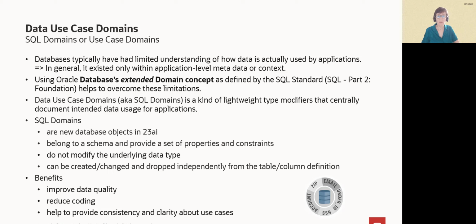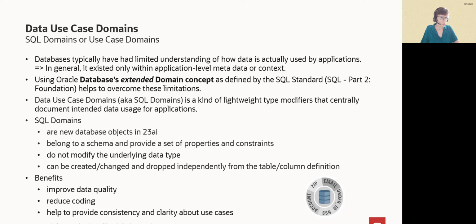What are data use case domains? You can say a lightweight type modifier or definer that centrally documents intended data usage for applications. So it's a new database object. It belongs to the schema and provides properties, for example, constraints. It does not modify underlying structures or data types, so it's not breaking any applications. And it can be created, changed and dropped independently from the table and column definition. And that's also one of the strengths of data use case domains.